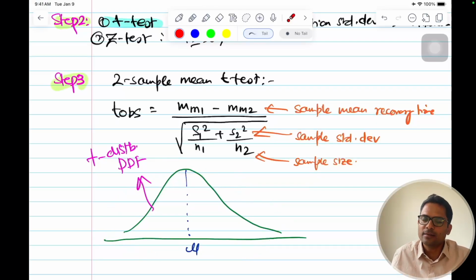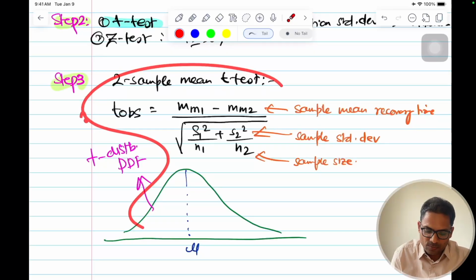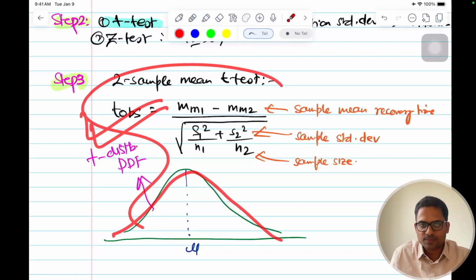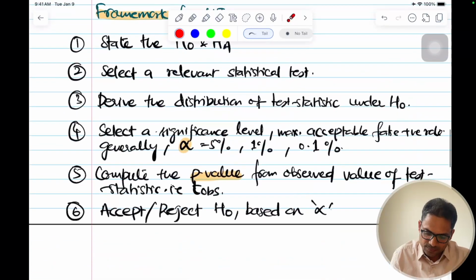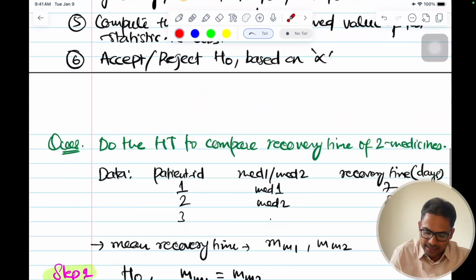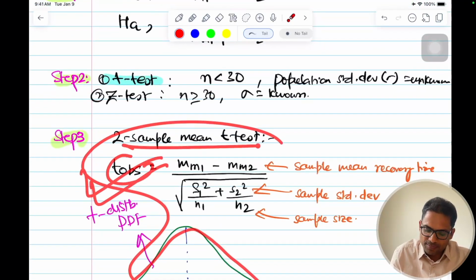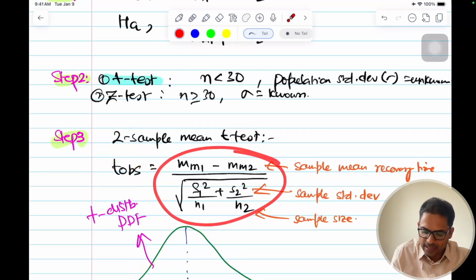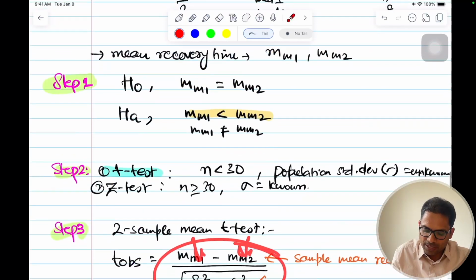We'll use it later when we understand how to accept or reject it, and when we understand p-value and critical value, etc. Okay, so this is your step 3, that I now have a test statistic with a known distribution. Derive the distribution of the test statistic. My test statistic for the 2 sample mean t-test is this. I have all the values. From the sample I can compute, right?